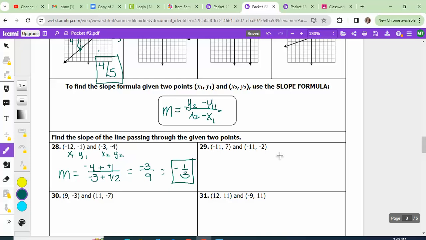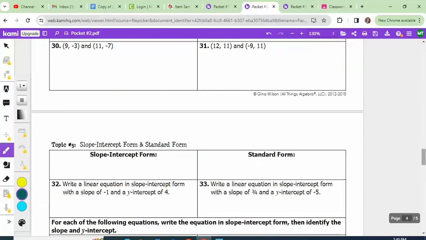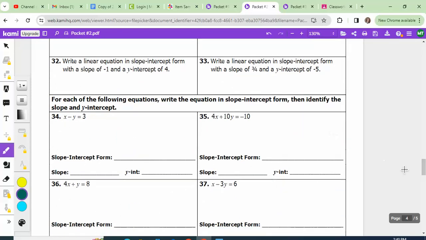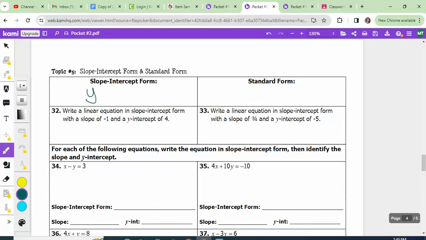All right. I'm going to do just a little bit more. We're not going to get all the way through this packet today either. We'll finish it tomorrow. But I do want to talk a little bit about the equations of lines. So, equations of lines, they could be a couple different ways. Slope-intercept is what we're most familiar with, y equals mx plus b. Standard form is when x and y are on the same side.